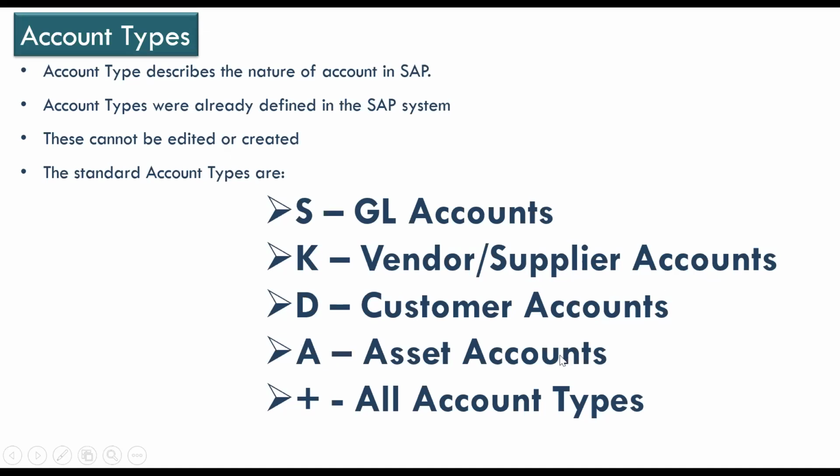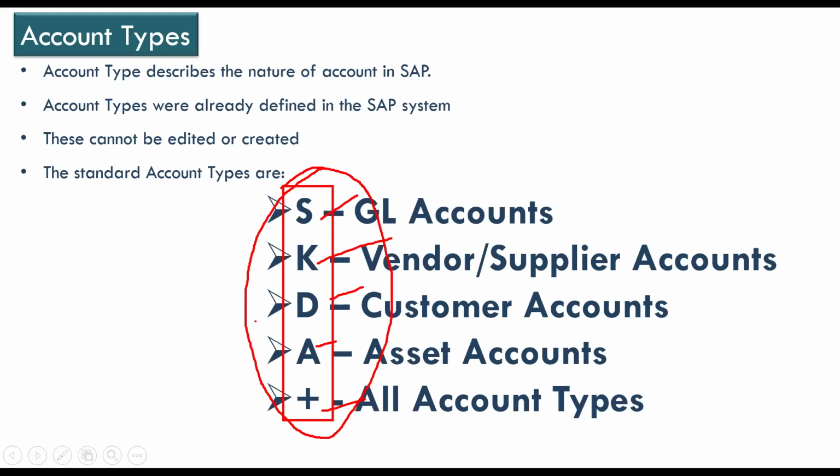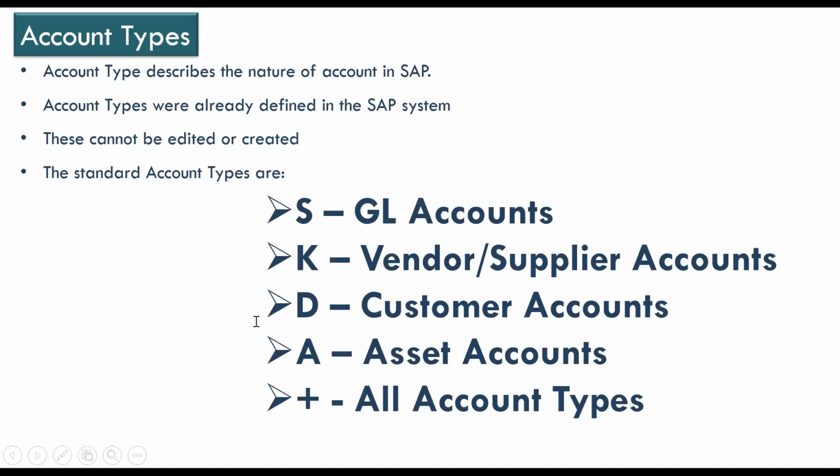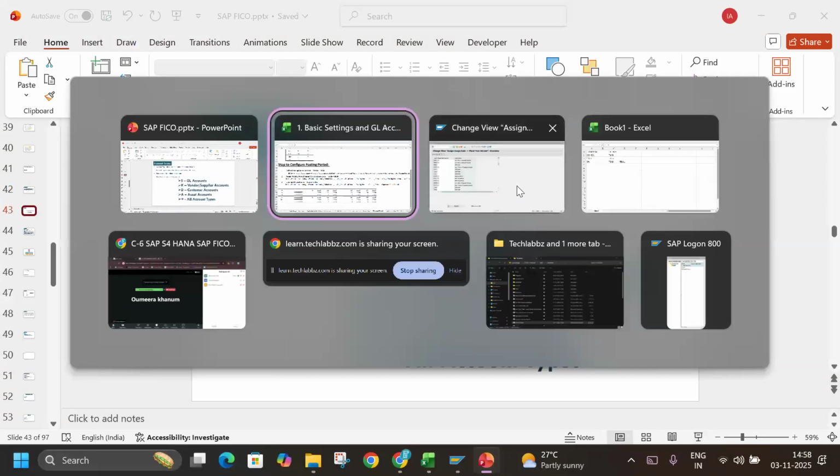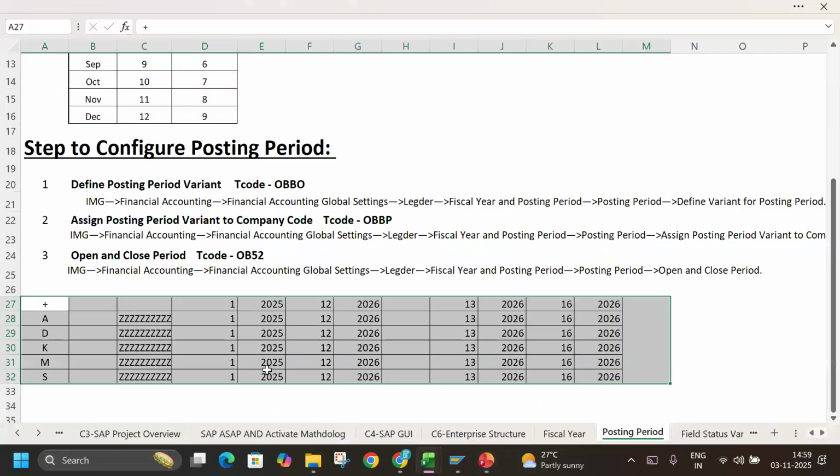A is for asset accounting posting. Plus is for all account types. Okay. So these are the standard account types which have been provided in SAP. These cannot be created or edited. And we can control these document postings in the posting period. How to define that? So here you can see standard I have mentioned.